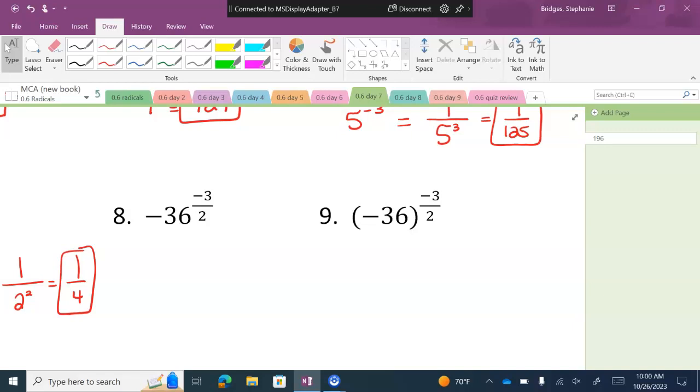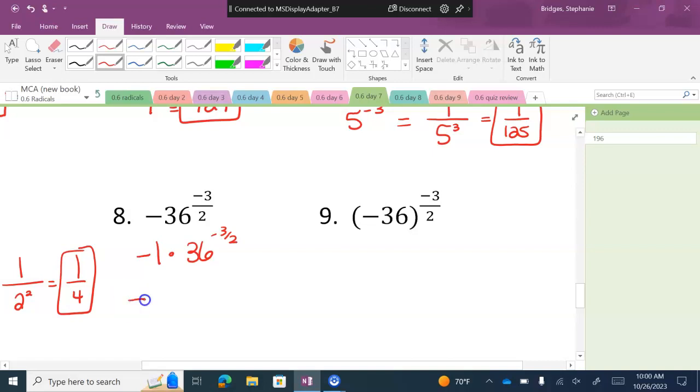So we need to think back to when we were dealing with exponents. Remember we talked about if the negative was inside the parentheses, you would carry it with you as you simplify. And if it's not in the parentheses, then you simplify and just put the negative in the answer. Okay. So with number 8, my negative sign is not in the parentheses. So technically, this is negative 1 times 36 to the negative 3/2, which means I need to simplify that 36 to the negative 3/2 power first, and then multiply it by negative 1. That's because the negative is not inside the parentheses. So therefore, it does not go with the 36 as I simplify.